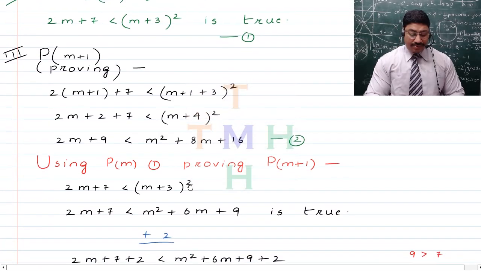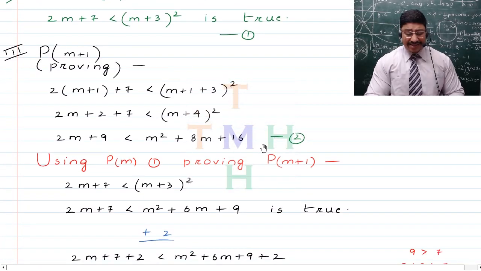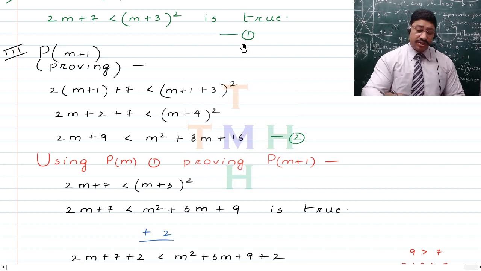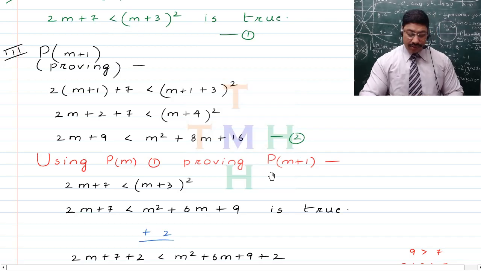Now for the children, next we expand the right hand side to be able to get a clearer picture. So we have a square plus 2ab plus b square. That's why we have m square plus 8m plus 16, right? Now we come over to that inequality which is already true, that is 2m plus 7, which is less than (m plus 3) whole square, right? So on the right hand side, children, we now expand again this binomial, so it will become m square plus 6m plus 9, right? And this is greater than 2m plus 7.